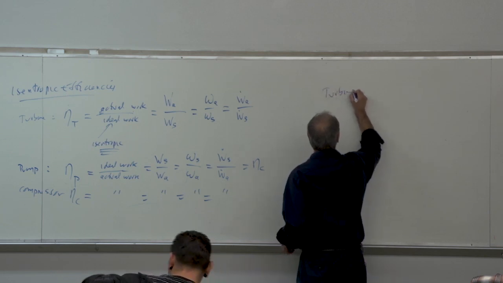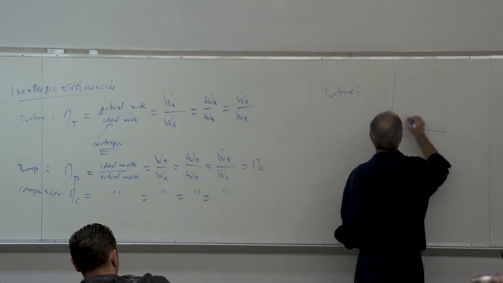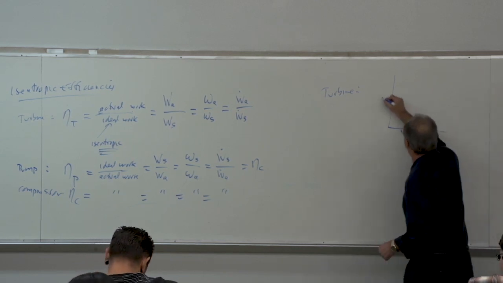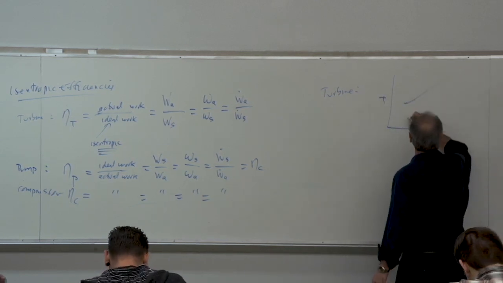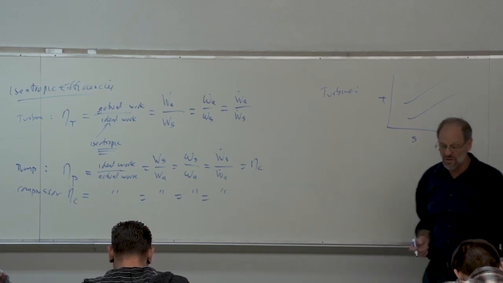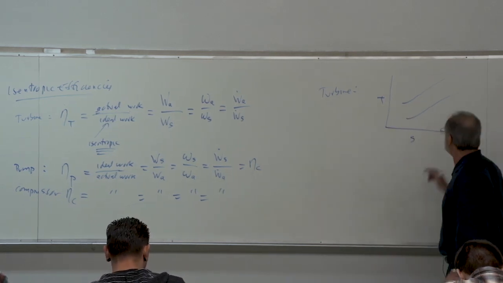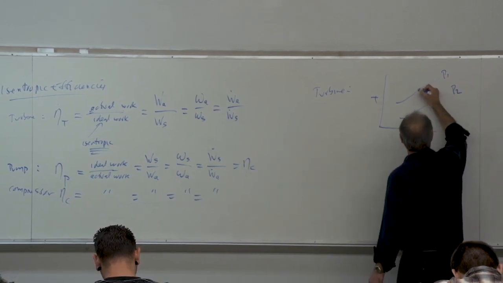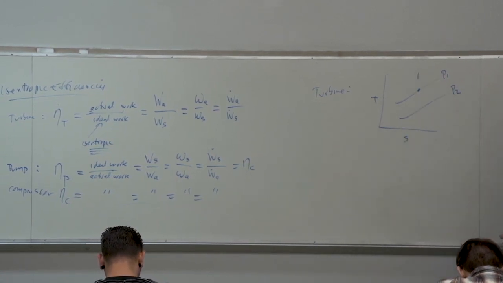So let's start with the turbine. Let's just show a TS diagram. And why don't we just show a couple of pressure lines, if you will. These would just represent lines of constant pressure. This would be the inlet pressure, and this would be the exit pressure. And let's just say that that's going to be state point 1.